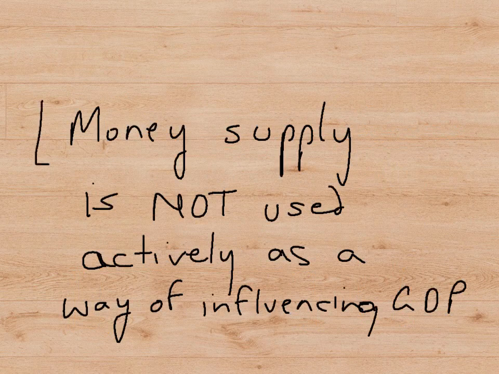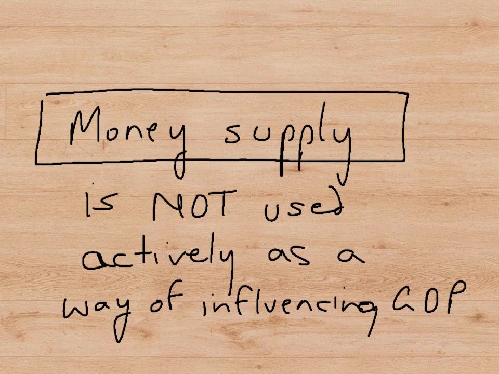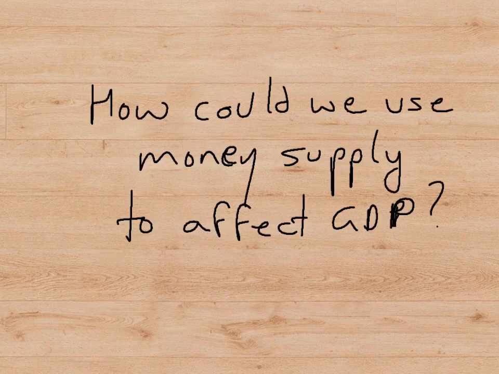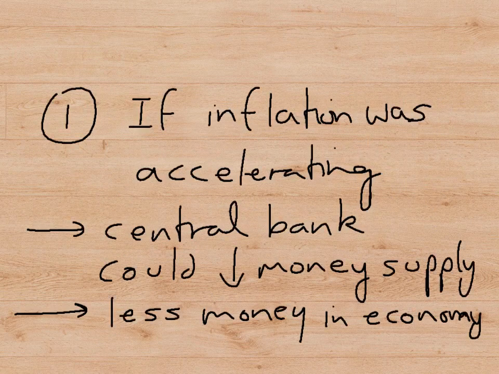And in fact, that's just as well, because money supply is not used actively as a way of influencing GDP. So although controlling the money supply, changing it up or changing it down, is potentially a part of monetary policy, and it is a part of monetary policy, it is not used to influence the GDP of the country. So let's look at how we could use money supply to affect GDP if we wanted to.